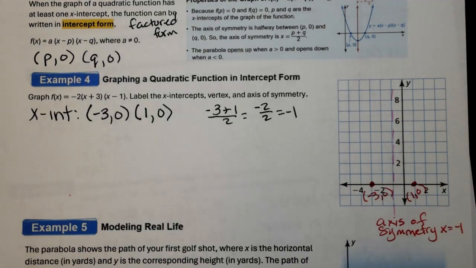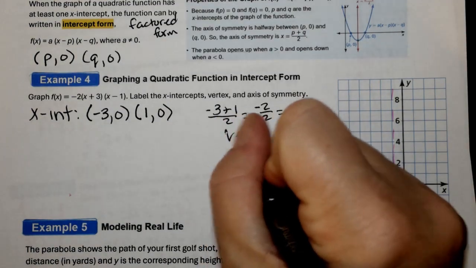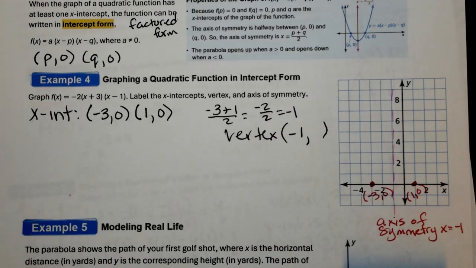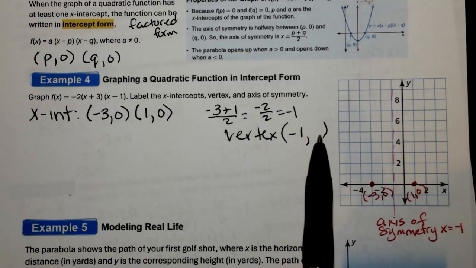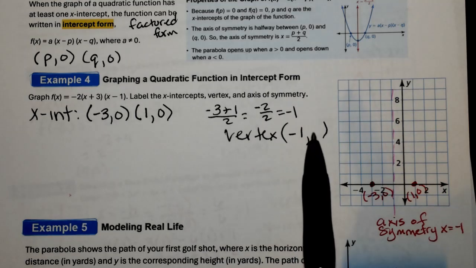All right, so now we need the vertex. So how do we find the vertex? Well, if we know the axis of symmetry, we know part of the vertex. So we know the x value is -1. How do we find the y value? If you said plug it in, oh my gosh, you're a genius. You're correct. All right. Same kind of thing we've been doing.